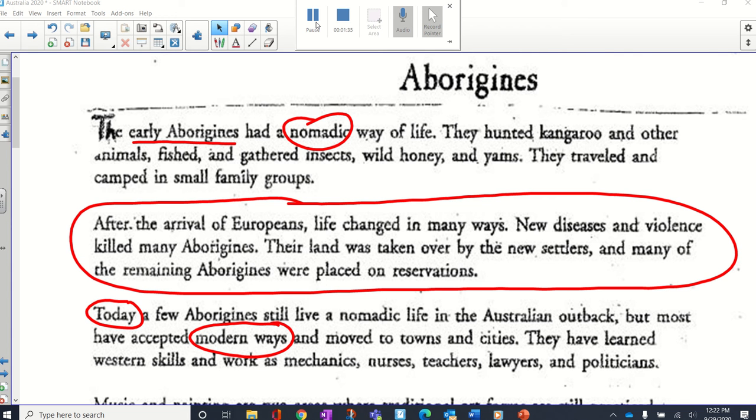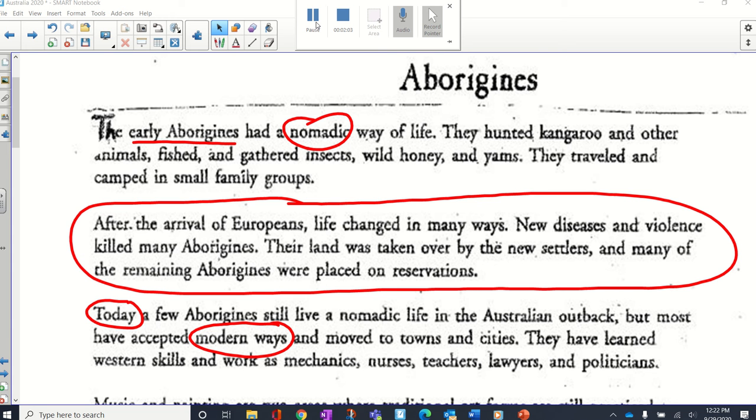We could change this to say Native Americans, and it would be about us in the United States. The same things happened here, where the Native American people were here, and then the European sailors came over, they took their land, they had fought battles, they brought diseases with them, and eventually the Native people lost their land and were put on reservations. So this is about Australia and Aborigines, but it's the same thing that happened here with our Native Americans.